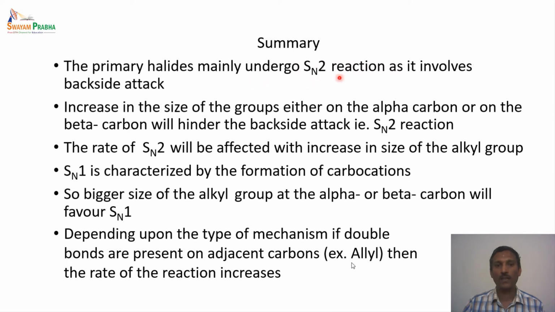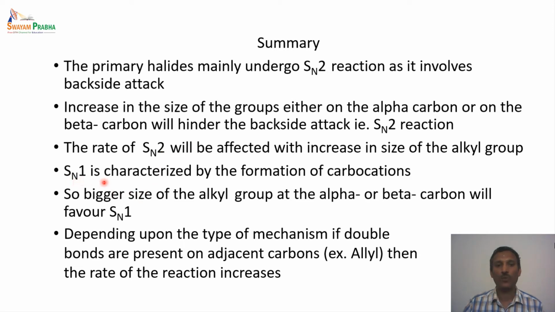The primary halides mainly undergo SN2 reaction as it involves backside attack. Increasing the size of the groups either on the alpha carbon or on the beta carbon will hinder the backside attack, that is the SN2 reaction. Due to this, the rate of this SN2 will be affected. In other words, increase in size of the alkyl group hinders the SN2 reaction.